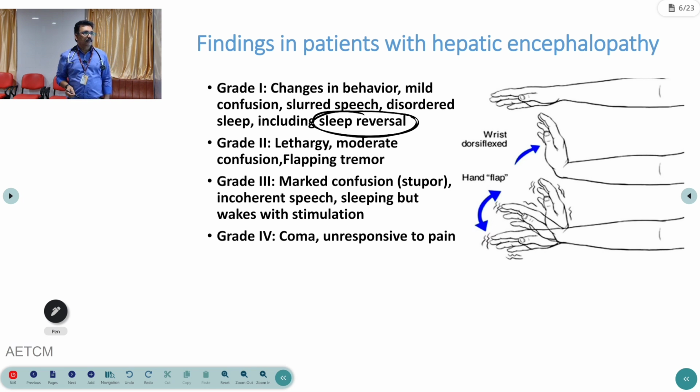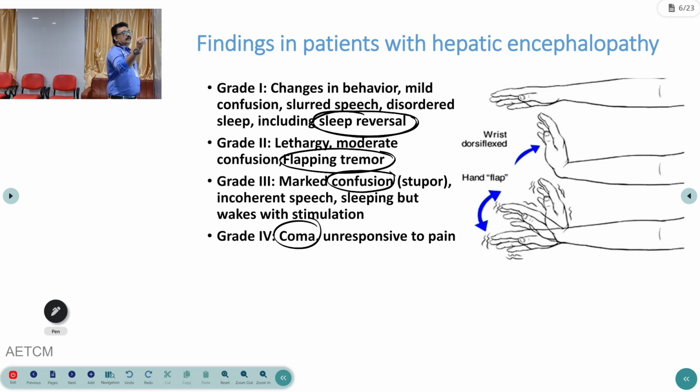Second grade onwards you can see flapping tremors. Third grade you can see confusion, that is a very important thing. Fourth stage you can see the coma. Okay. So, altered behavior from grade 1 to grade 3 is actually increasing. So, with altered behavior, GCS is reduced from grade 1 to grade 2.